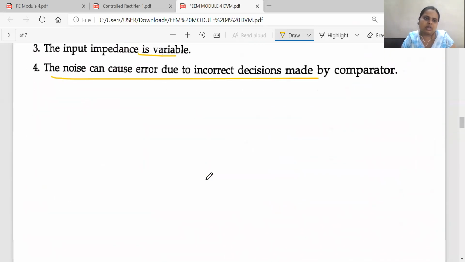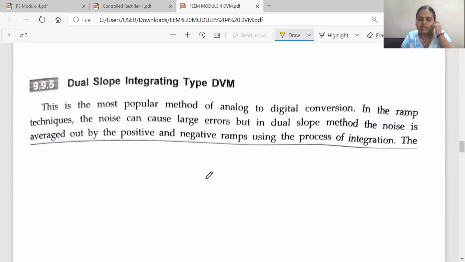After this, the next digital voltmeter is the dual slope integrating type DVM.